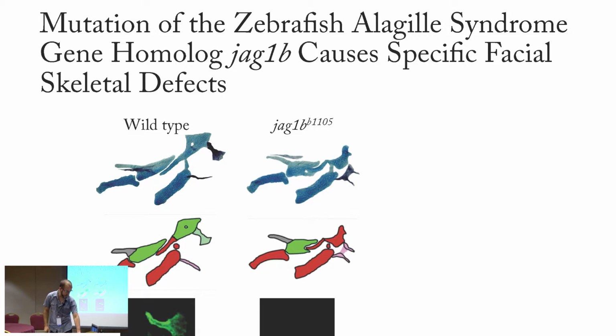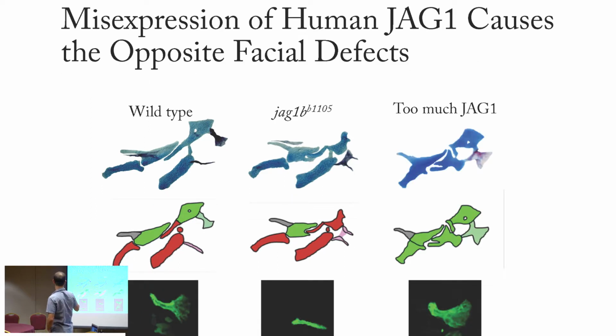We did an additional experiment where we took the human jagged 1 gene and made too much of this in zebrafish. And when we did that, we actually got the opposite phenotype. In this case we're using human jagged 1 in zebrafish, so even though it's a human protein, it's functioning in fish. In these fish, we find that the lower face now starts to look more like the upper face. This was very interesting for us as developmental biologists, because it was saying that jagged 1 is really important in making the upper face different from the lower face.